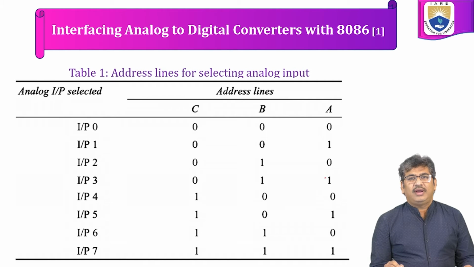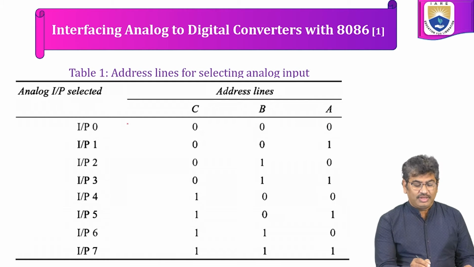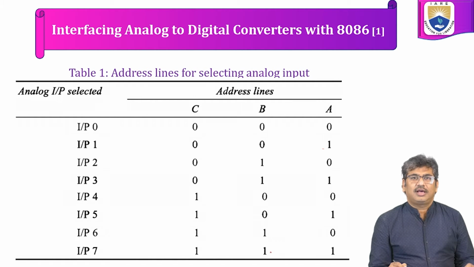This table 1 gives the address pattern for selecting any one of the 8 inputs. For 000, input 0 will be selected. For 001, input 1. For 010, input 2. For 011, input 3. For 100, input 4. For the 101 combination, input 5 will be selected. For the 110 combination, input 6 will be selected. For 111, input 7 will be selected. So the first step is to select the corresponding input which we want to convert into digital.